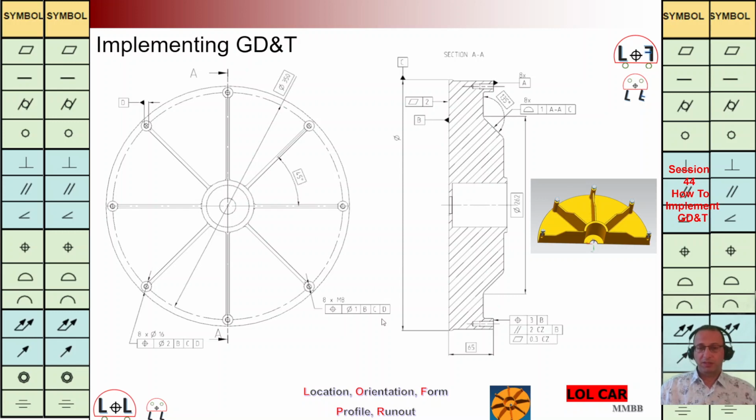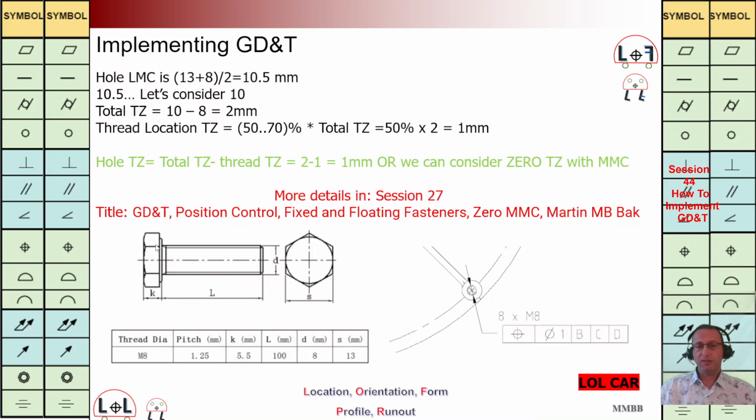Back to the PCD. As we can see here, we are going to have this table for M8. We can calculate LMC for the hole. We are going to have this S and this D. The average of that is 10.5. Let's consider 10 as LMC for the hole. 10 minus this diameter is 2. It is going to represent the total TZ.